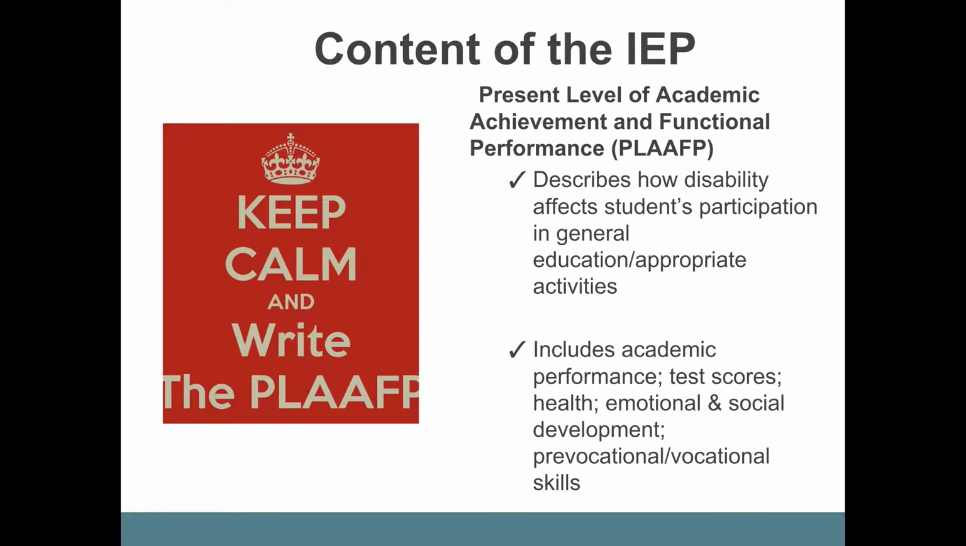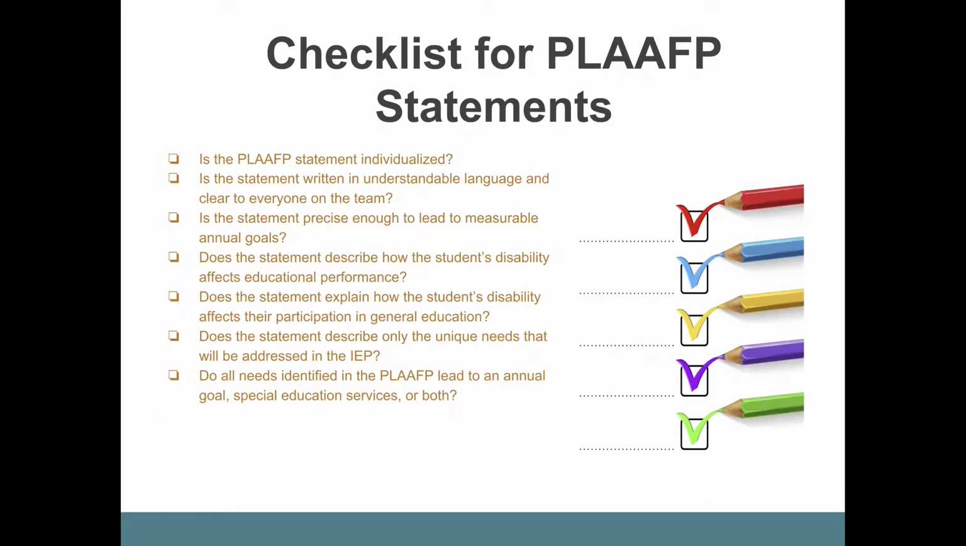So I've been referencing this PLAAFP, which seems to be a mouthful, which again is the present level of academic achievement and functional performance. And this is essentially a statement that describes how the disability impacts the student's participation in the general education setting. And it should include the academic performance, the test scores, any emotional and social development pieces, any pre-vocational or vocational skills that are present.